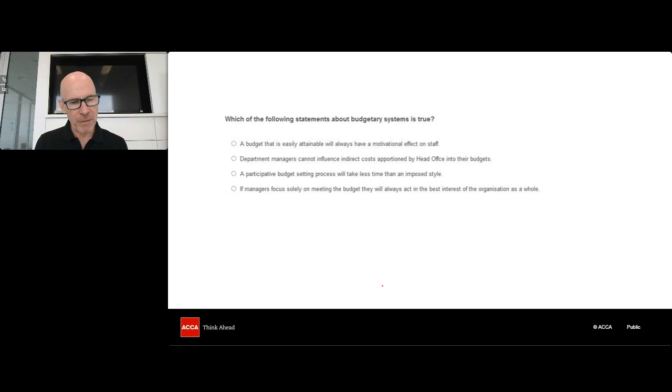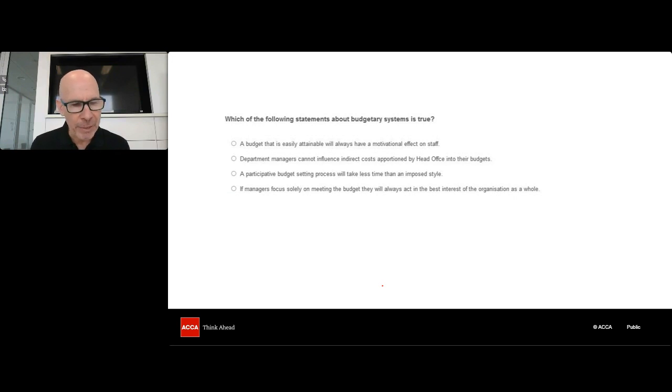What do you think about the last one? Managers focus only on meeting the budget. They will always act in the best interest of the company. Well, things can change. Maybe there are non-financial implications of decisions that outweigh a financial implication. So I'm also always skeptical of always.